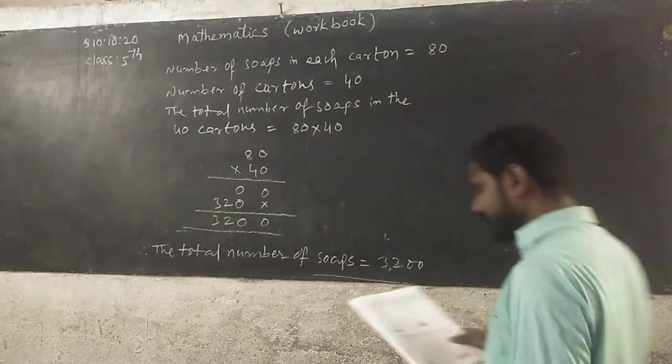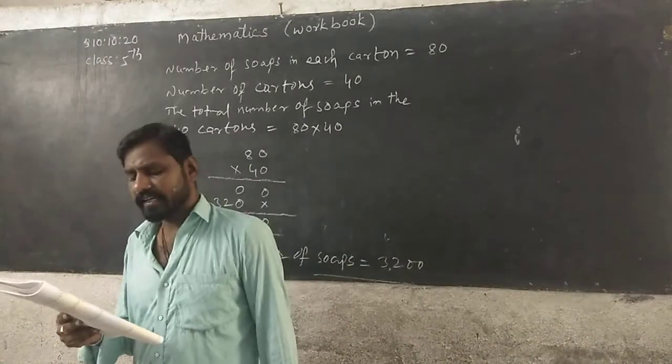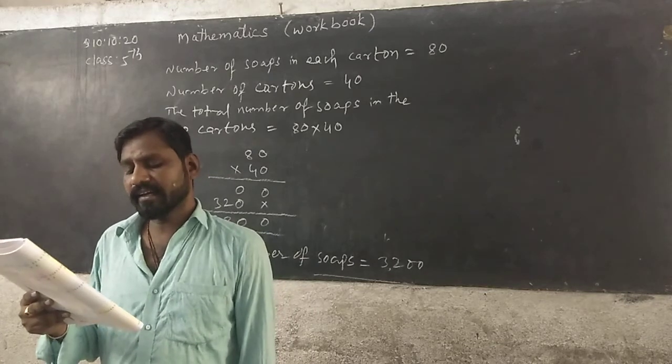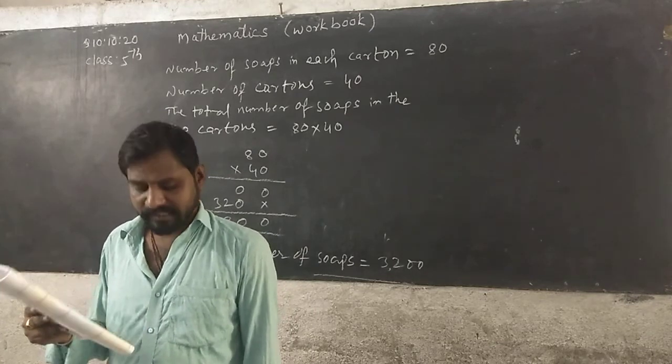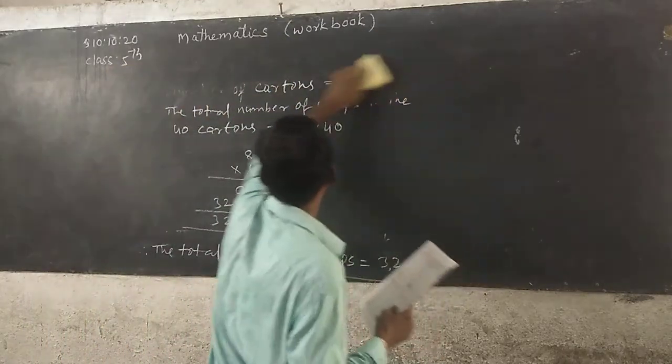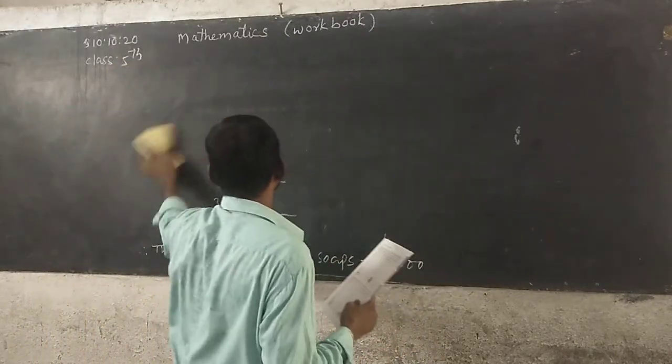Next, the cost of a shirt is 1255 rupees. Find the cost of 255 such shirts. You can do multiplication.